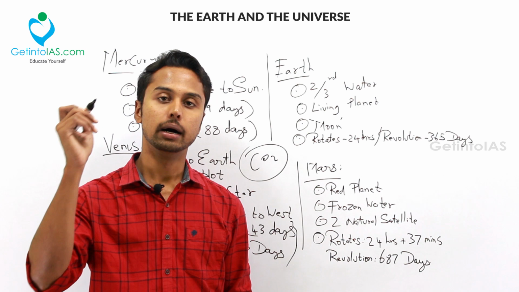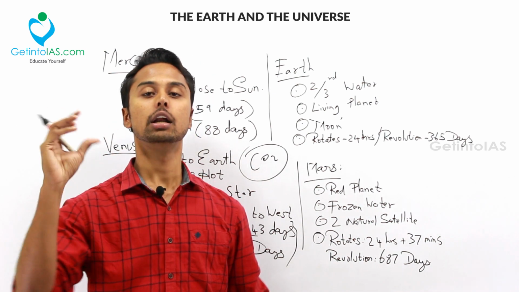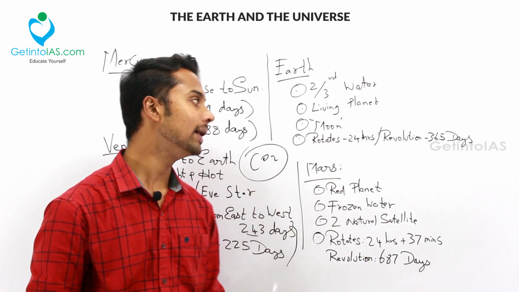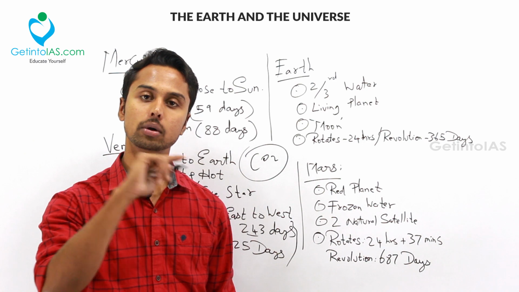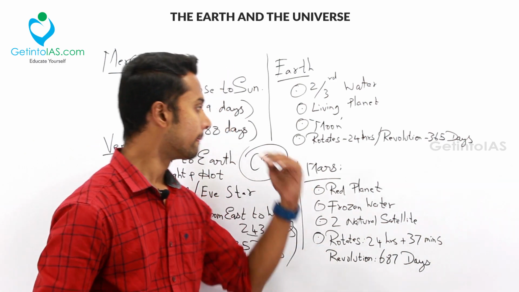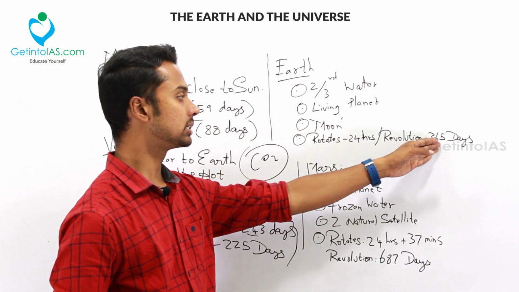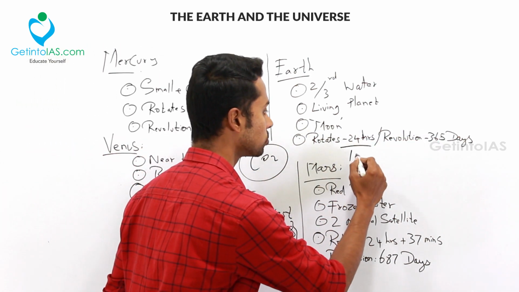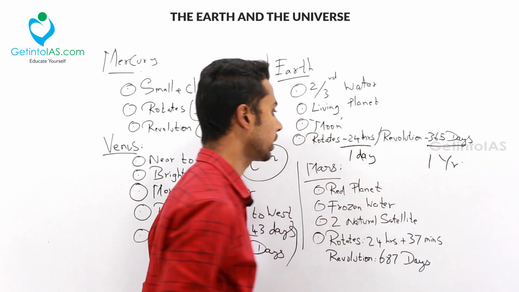Earth will rotate on its own axis and also revolve around the sun. Likewise, the moon, which is a natural satellite of Earth, will also revolve around the Earth. Next, about rotation, it takes 24 hours and for revolution it takes 365 days. So 24 hours is 1 day and 365 days is 1 year. That is the logic.